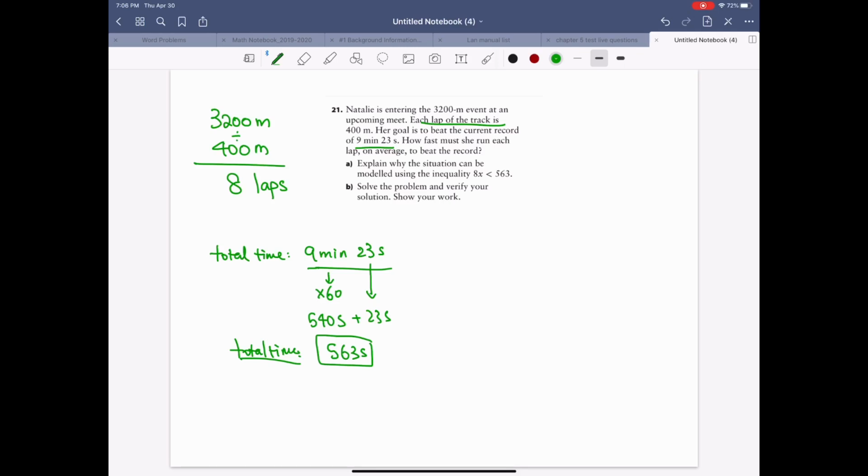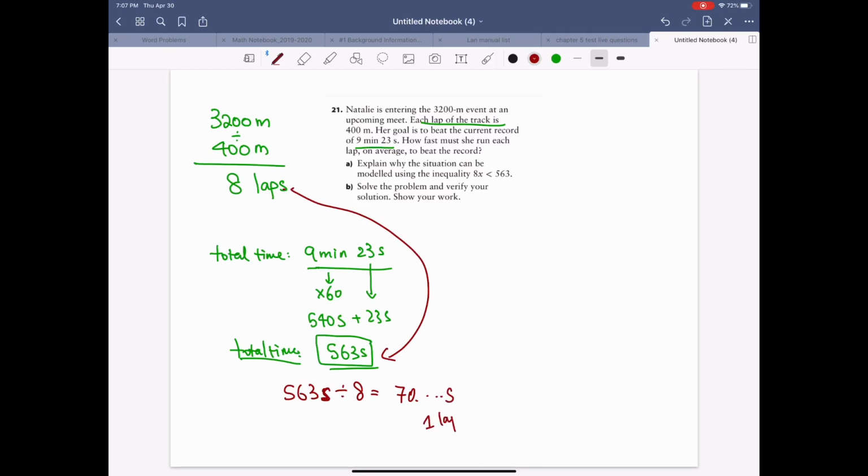So if the total time of finishing 8 laps is this, what we can calculate right now is how much time she will need to finish 1 lap only. If 8 laps require that much time, then 1 lap is 563, the total time, divided by 8. That will give you, in seconds, I think it's actually 70 point something. So that's how much time she needs to finish 1 lap.